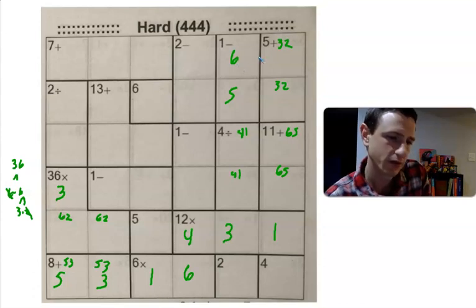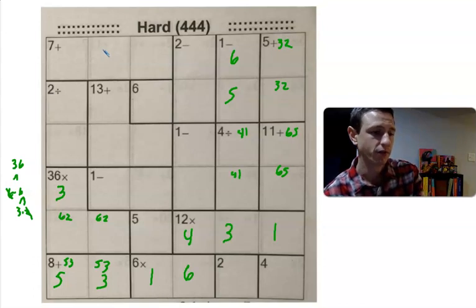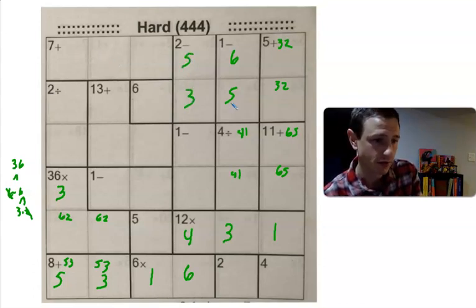So 6. 5 can't go here. This would have to be 5 and 3. Still possible. 5 can't go here. 5. Oh, here we go. So a 5 can't go here. 5 can't go here because of the argument I made before. If this was 5, this would have to be 2, which we canceled. This has to be 5. This is going to be 3, 2, 3, 6, 5, 4, and 1.